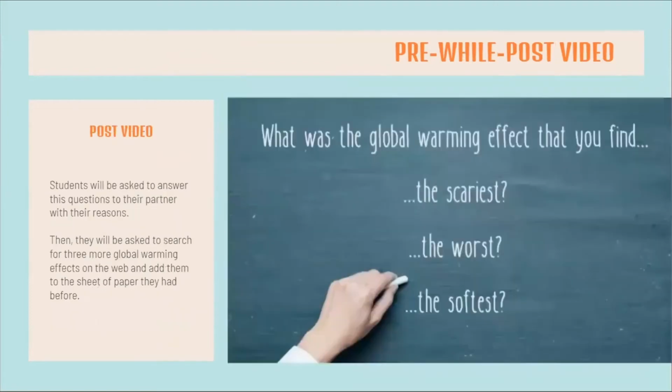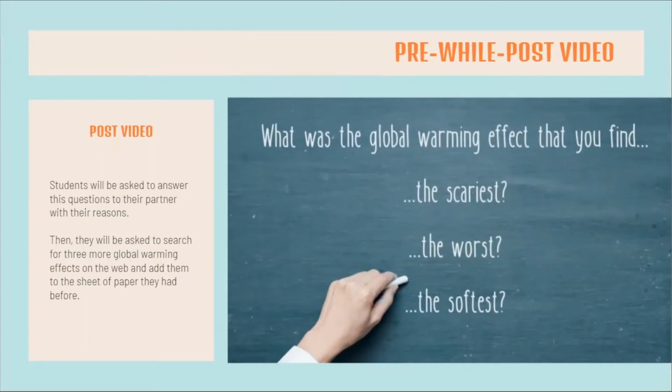For the post-video, students will be asked to answer these questions to their partner with their reasons. The questions are: what was the global warming effect that you find the scariest, the worst, the softest? Then they will be asked to search for 3 more global warming effects on the web and add them to the sheet of paper they had before. If they don't have access to internet, they will be asked to guess or deduce from what they've heard 3 more global warming effects.